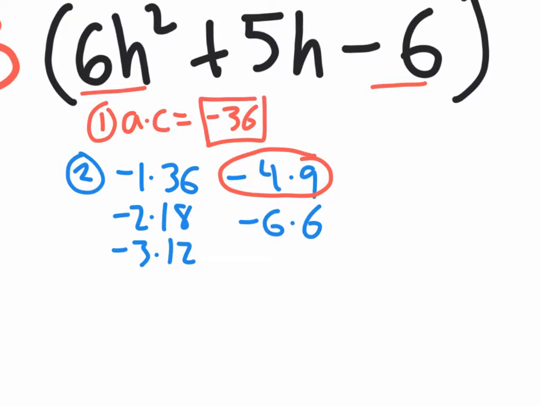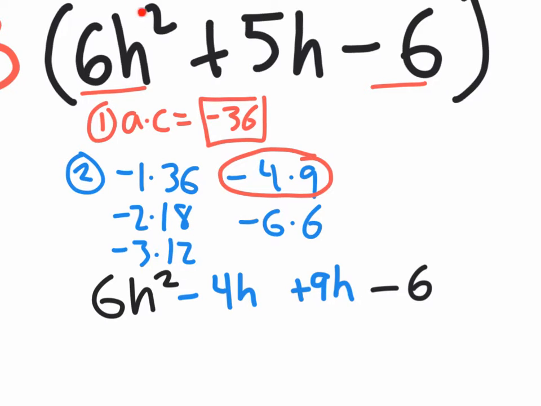Okay, so step 3 is to rewrite our trinomial. And of course we're only focusing in on the black trinomial here. We're ignoring the outside 3 that I factored out at the beginning. So we're going to rewrite this trinomial, but replacing the middle value 5 with these two numbers, negative 4 and positive 9. So this 5h, I'm going to change it to a negative 4h and a plus 9h.